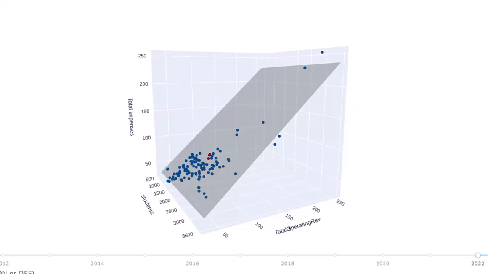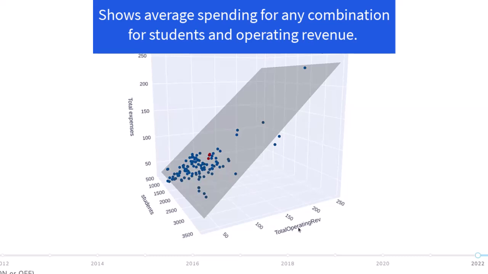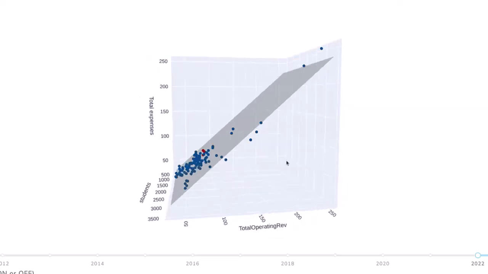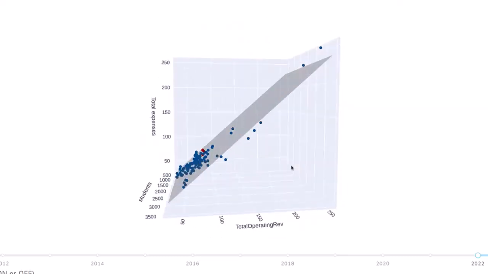This is a multiple linear regression where the dependent variable is total expenses, and then X1 is students, X2 is operating revenue. And what the regression will do is show you the average spending for any combination of students and operating revenue. And that average spending is that plane that it fits to the data set there.